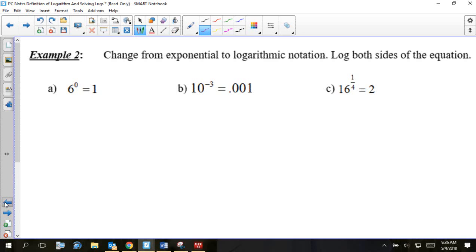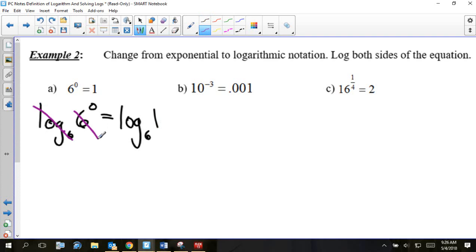Okay, so now we're going to change from exponential form to logarithmic form. And it says that you're going to log both sides. So if you want to change to logarithmic form, you log both sides. So here, this is 6 to the 0 equals 1. What am I going to log? Log base what? 6. So we're going to do log base 6 of 6 to the 0 equals, other side, log base 6 of 1.